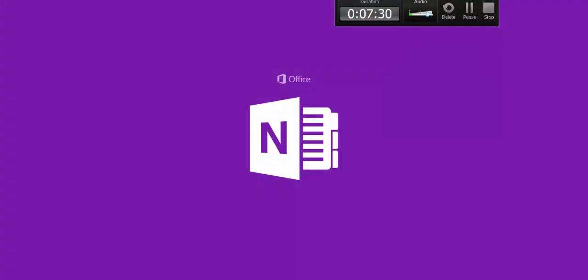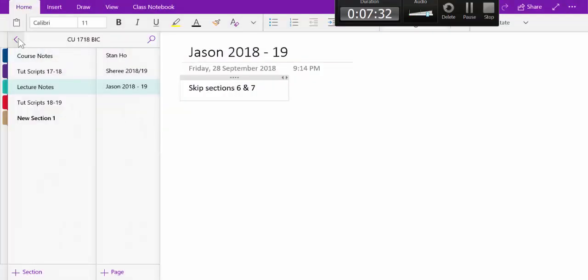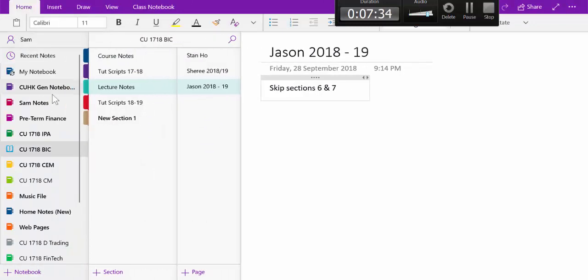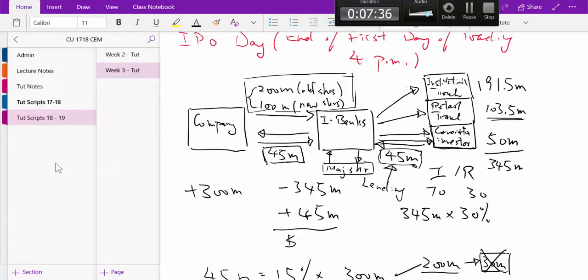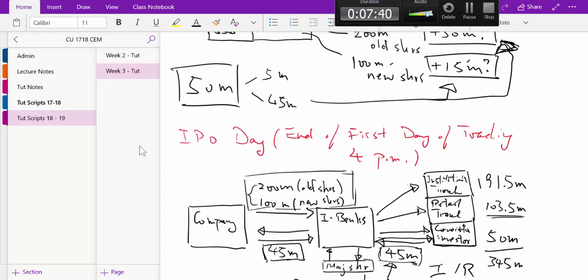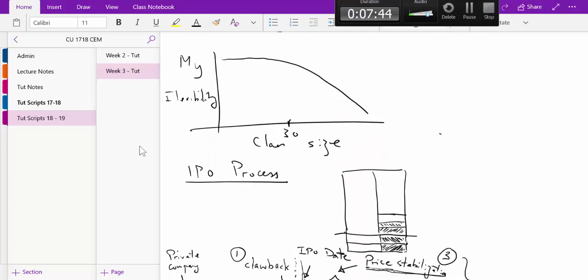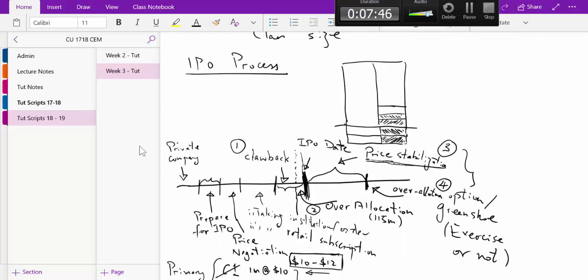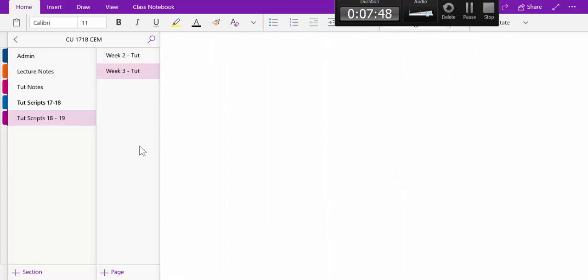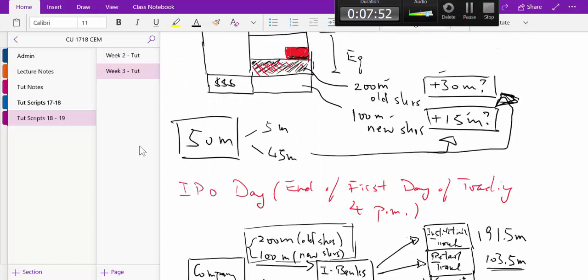Now, let me open up my notebook. So it goes like this. These are the notes I made last time. I'll do it again.